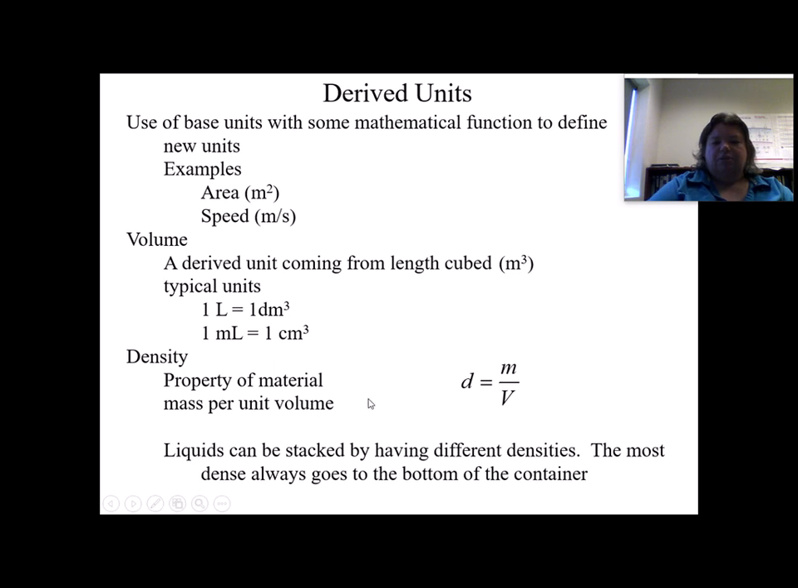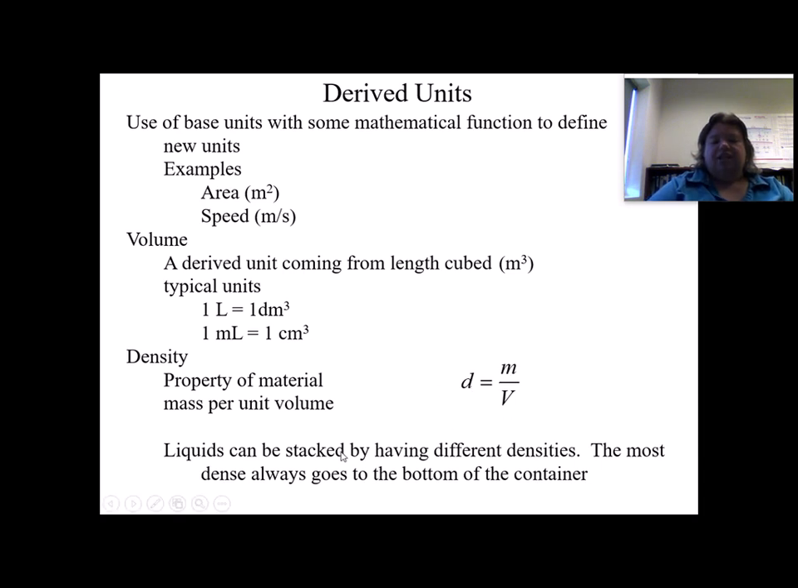Density is the one we're going to spend the most time on. Density is a property of a material. So a density is something that can be used to identify what a material is. It's mass per unit of volume. So here's the formula. Density is equal to mass divided by volume.